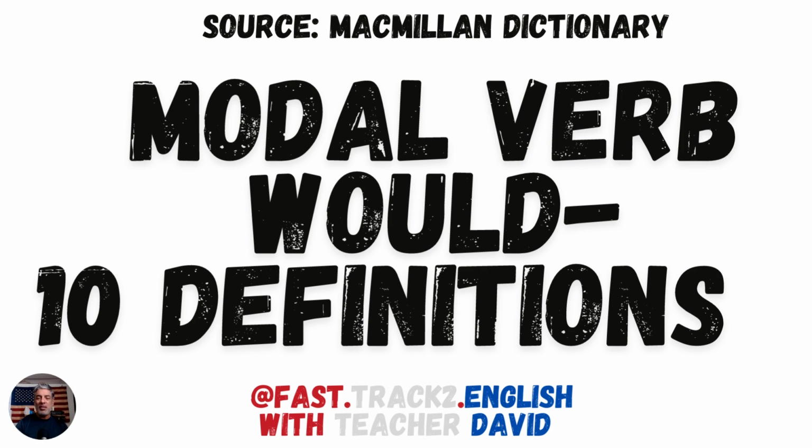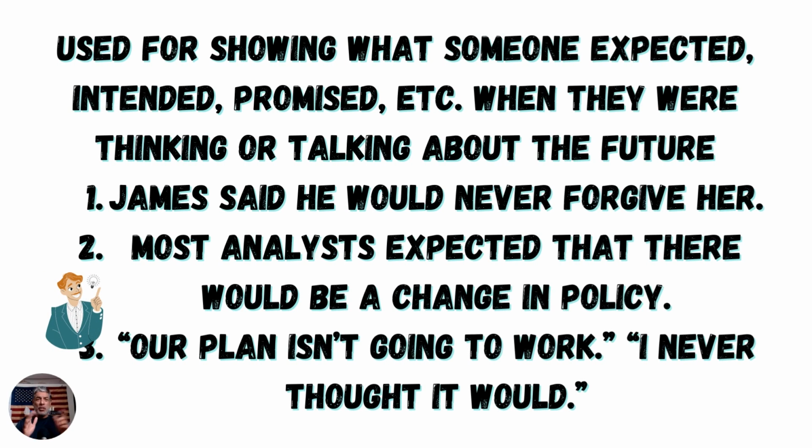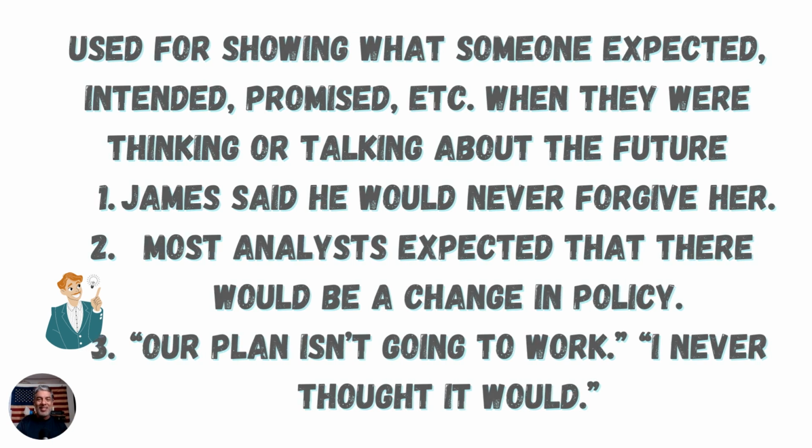So let's get started. First one, would is used for showing what someone expected, intended, or promised when they were thinking or talking about the future. For example, James said he would never forgive her. Most analysts expected that there would be a change in policy. Our plan isn't going to work. I never thought it would.